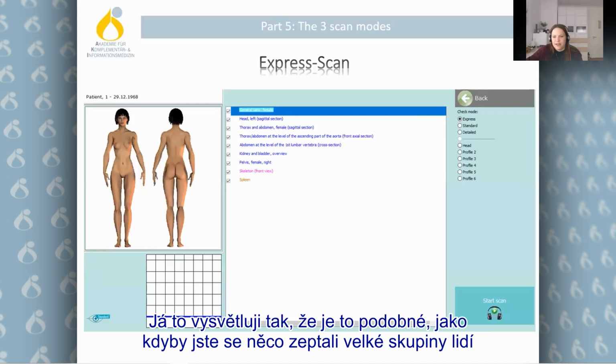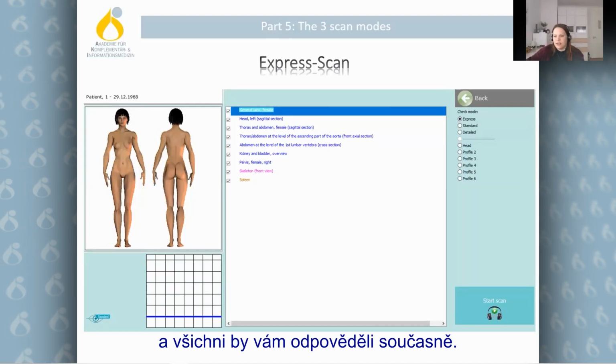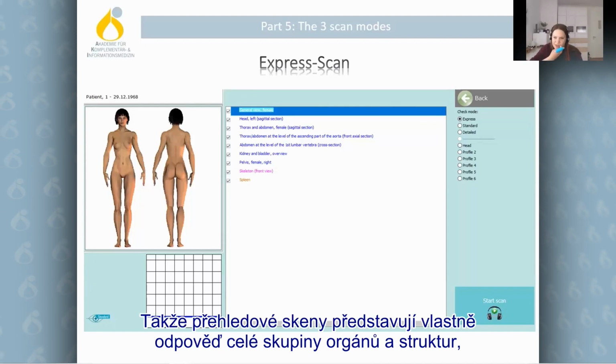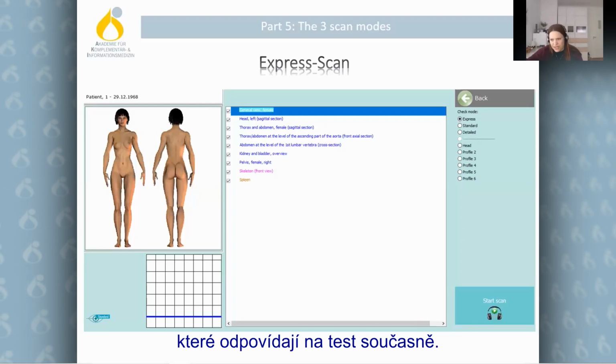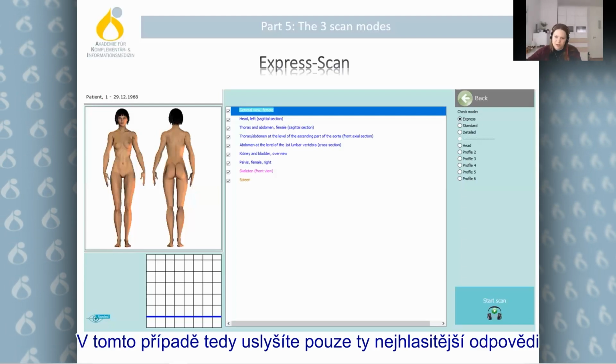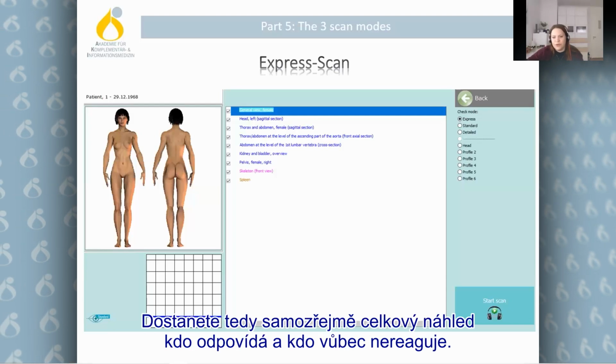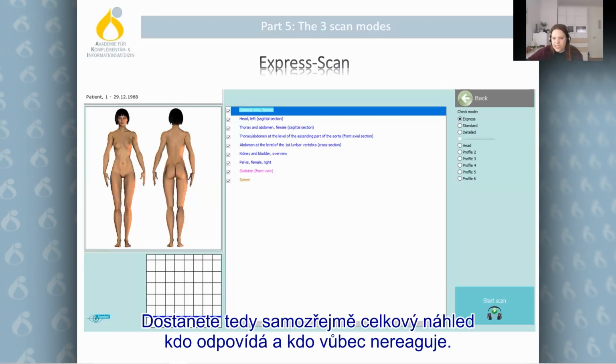For me, it's like asking a question to a large group and everyone answering at the same time. So when you have overview pictures, you have many organs, many structures asking at the same time, and they all answer at the same time. In this case, you only hear the loudest callers and you can't get detailed information. You do still get an overall impression of who is answering and who is not answering, of course.